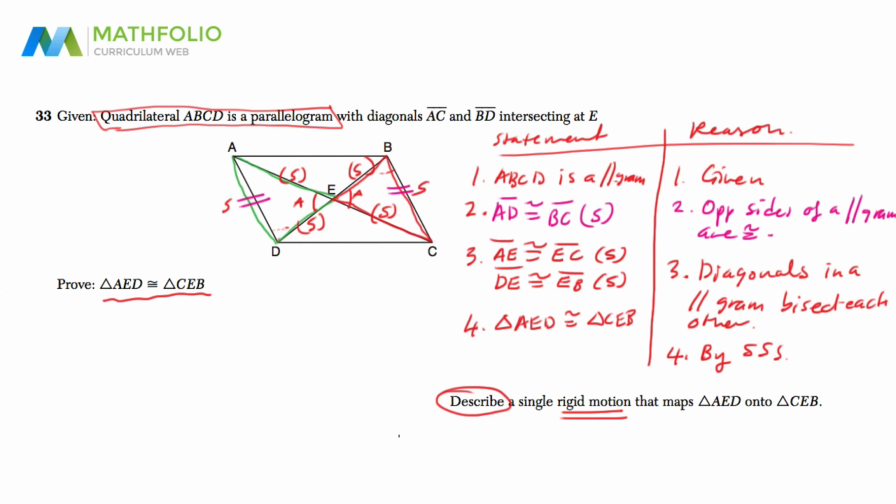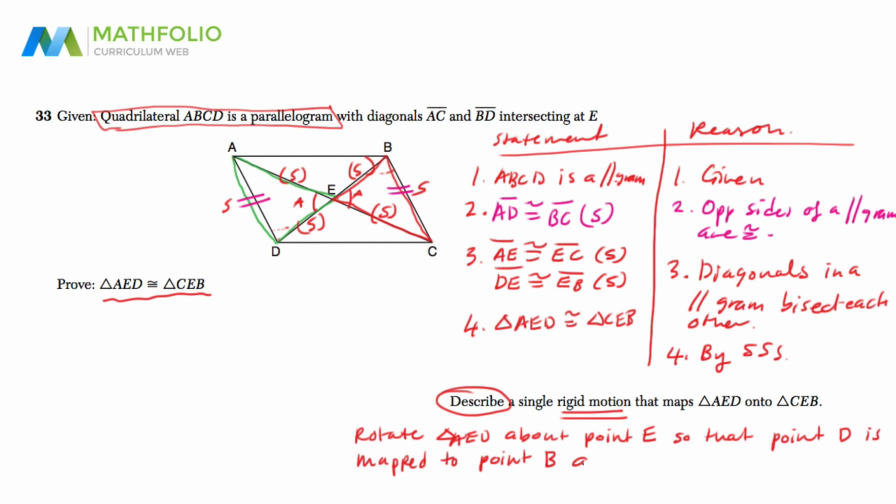And we've probably got to state a couple of criteria here. So you could rotate triangle AED about, or you could say around, but both are okay, about point E, so that point D is mapped, they're going to love this, mapped to point B, and point A is mapped to point C. And if D ends up on top of B, then naturally A is going to end up on top of C.